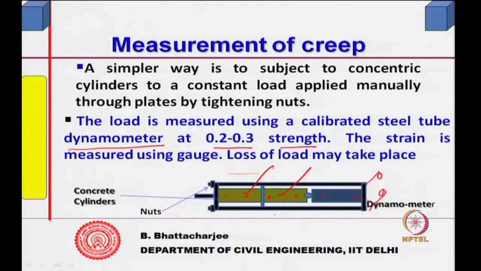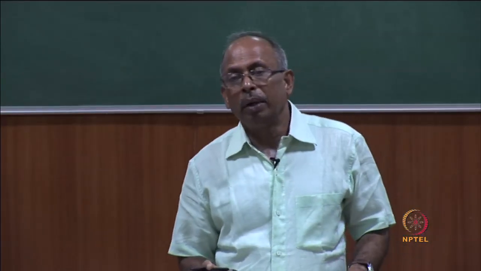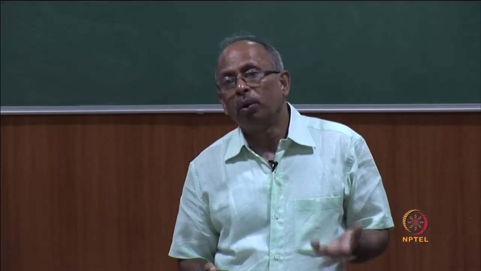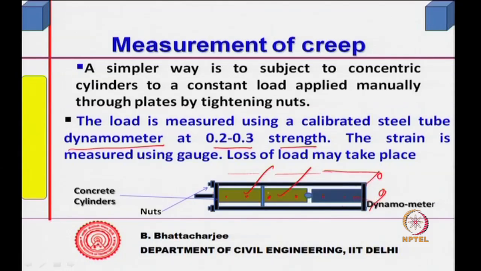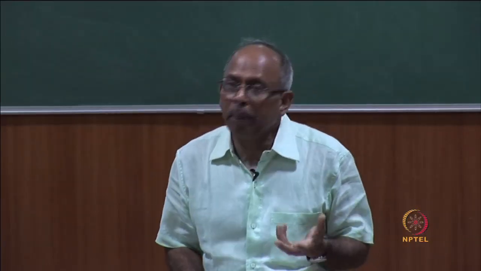So one can find out the stress level, and the DEMEC gauges or other kinds of gauges you can apply on the concrete to find out the strain that would occur. At the same time, you must have a control specimen in order to obtain the variation due to temperature and any other aspects that would be there. There will be four such rods, with some nuts also, and that is how you do it. The load is applied manually.